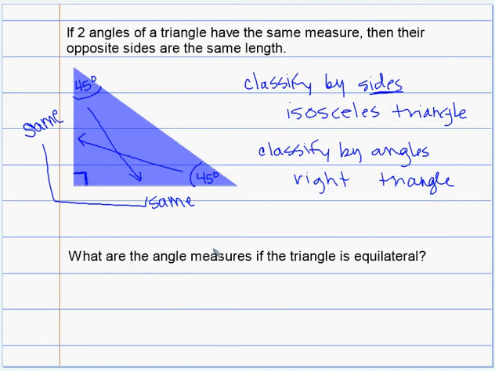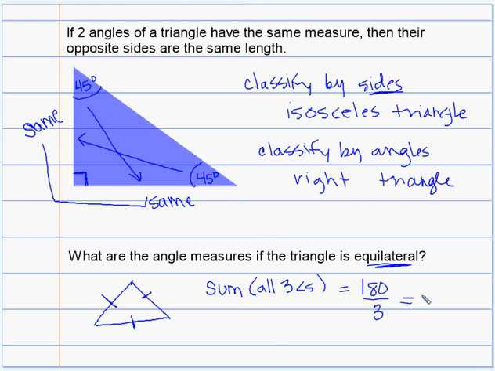Now, last question for you. What are the angle measures if the triangle is equilateral? Well, let's see. I'll just sketch something out here, and I'll put those tick marks on here to tell you that those three sides are the same. So that means that all three angles have to be the same. Well, the sum of all three angles has to equal 180. So if this plus this plus this has to equal 180, and all three are the same, if I divide this by 3, I get 60 degrees. So each of these is 60 degrees.